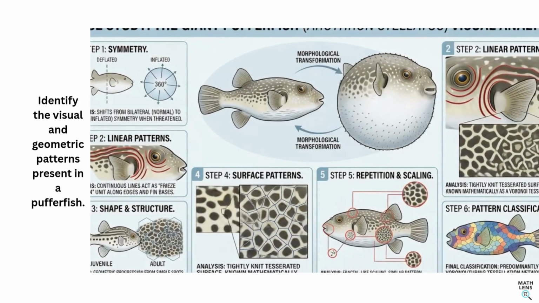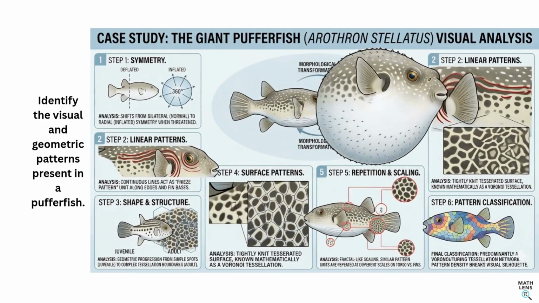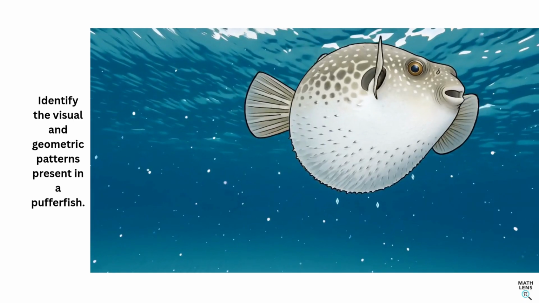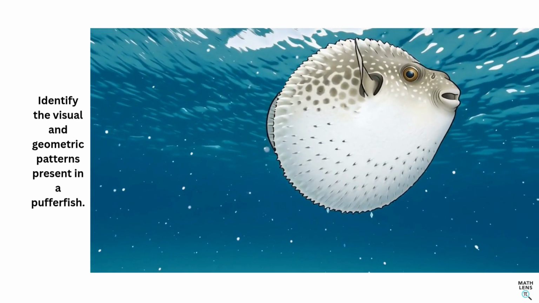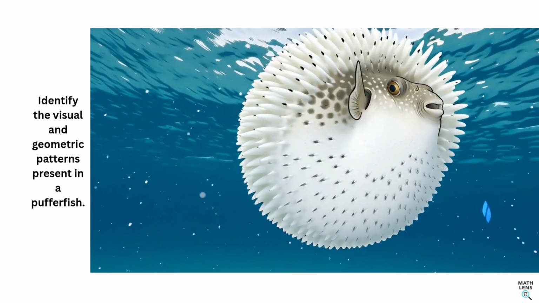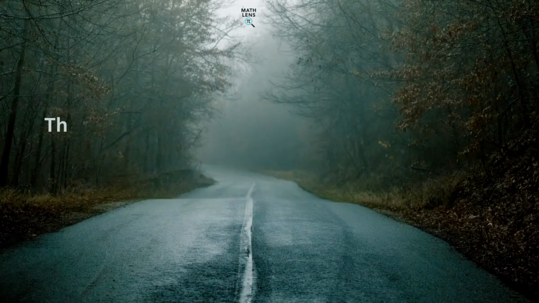Now try to identify the visual and geometric patterns of pufferfish. Remember the key points: unique body shape and inflation as a defense and geometric feature. Skin patterns with various colors for camouflage and communication. Symmetry and repetition in patterns that are both attractive and functional for survival.